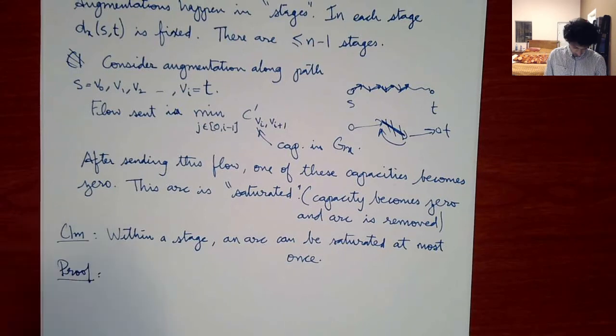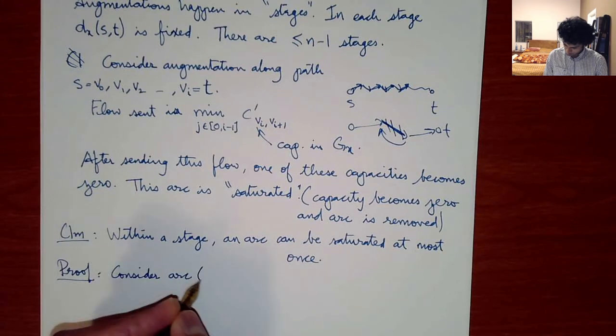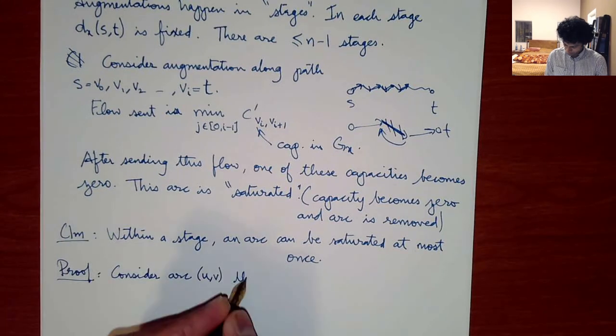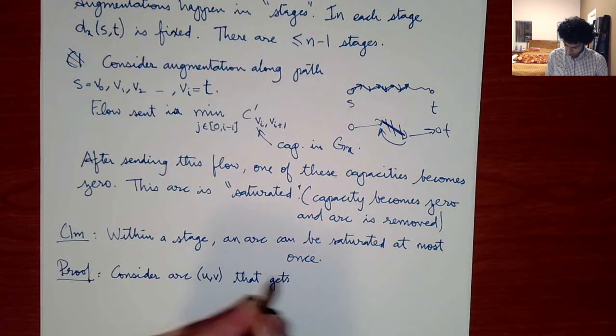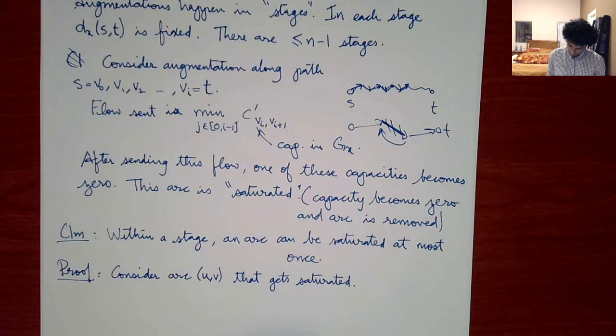Okay? So what is the proof? So consider an arc UV that gets saturated. So let's draw the picture here. So from S to T, there's some directed path.